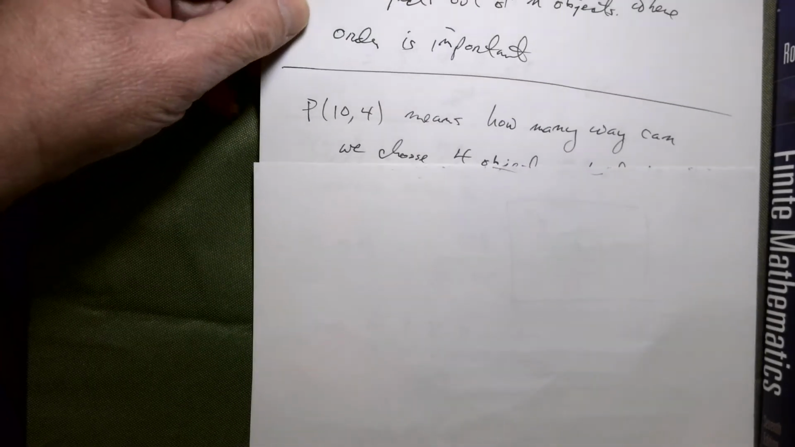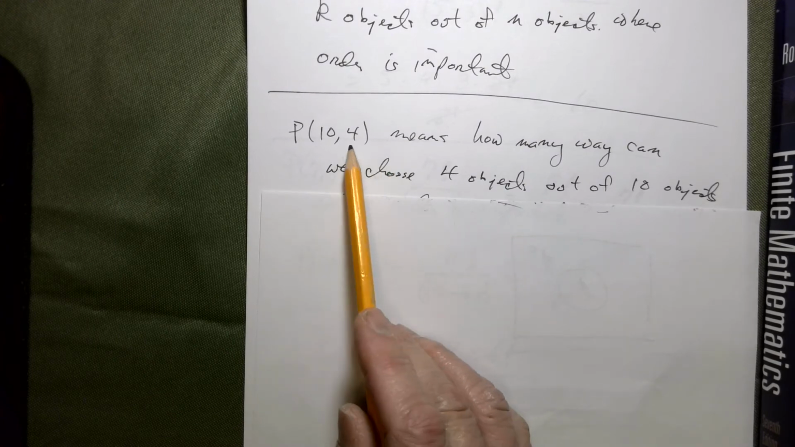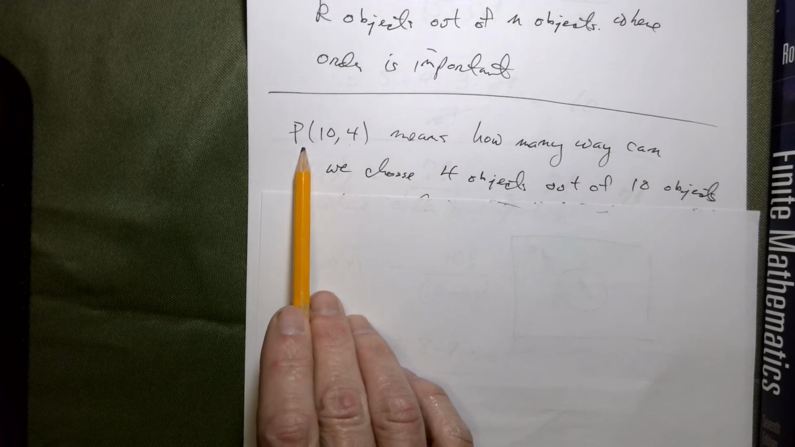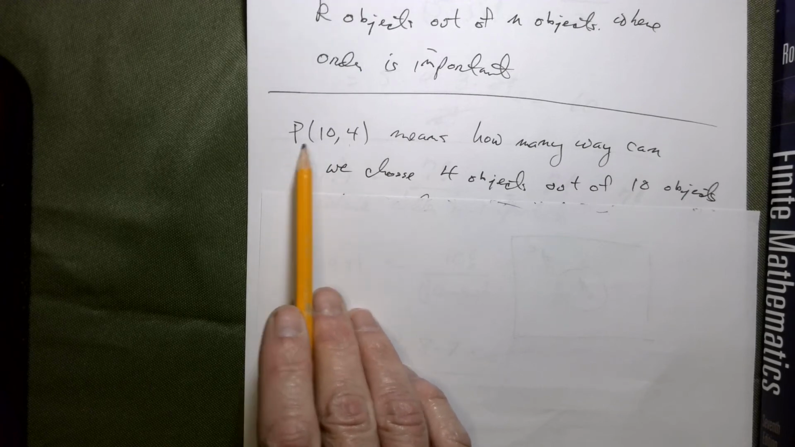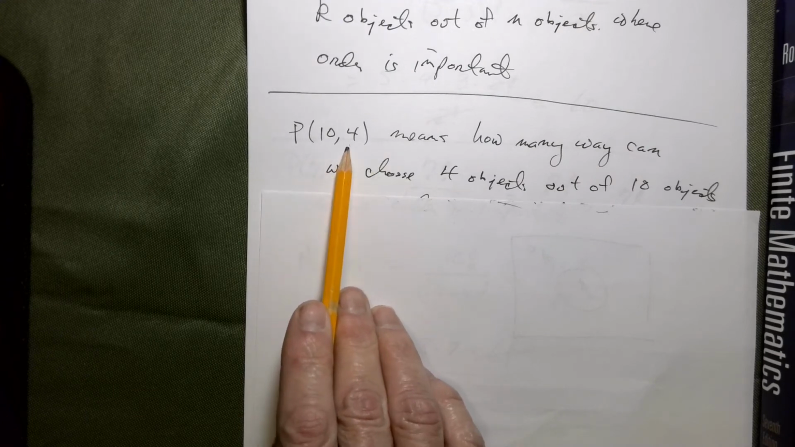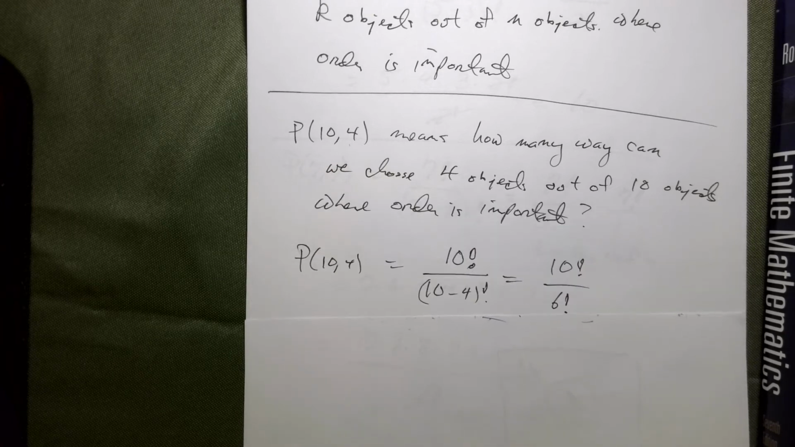So, what does this mean? P of 10 choose 4. Okay, I have 4 objects. I'm choosing them out of 10, and the permutation says order is very important. So, I've got 10 paintings, and I want to display 4 of them, and order is important. So how do we calculate that?